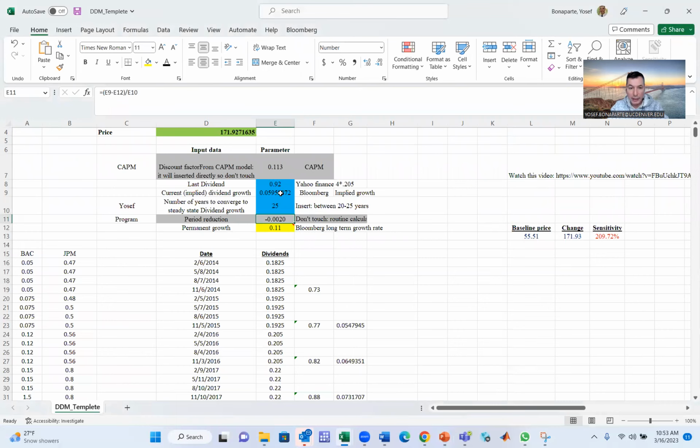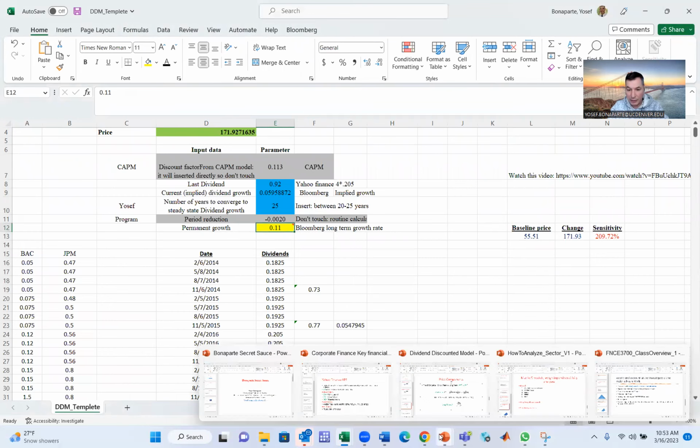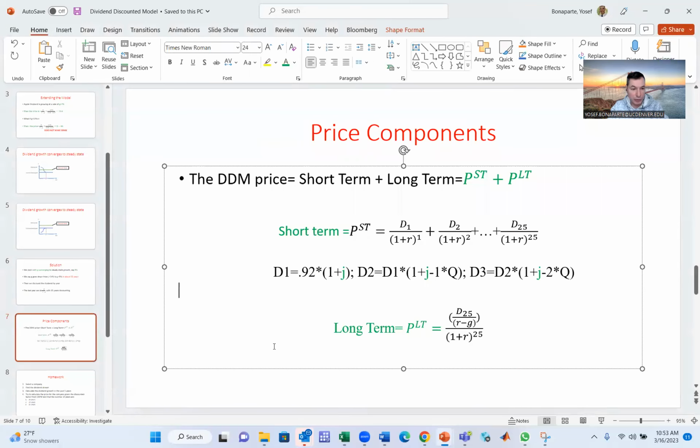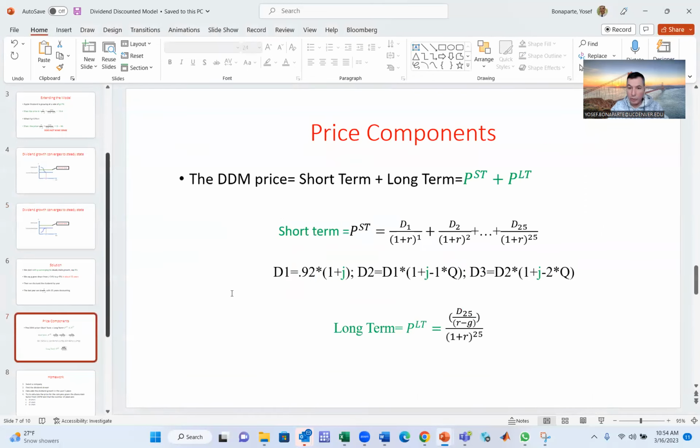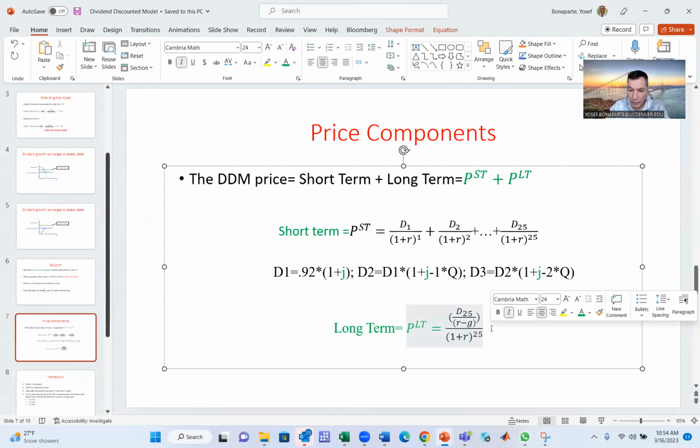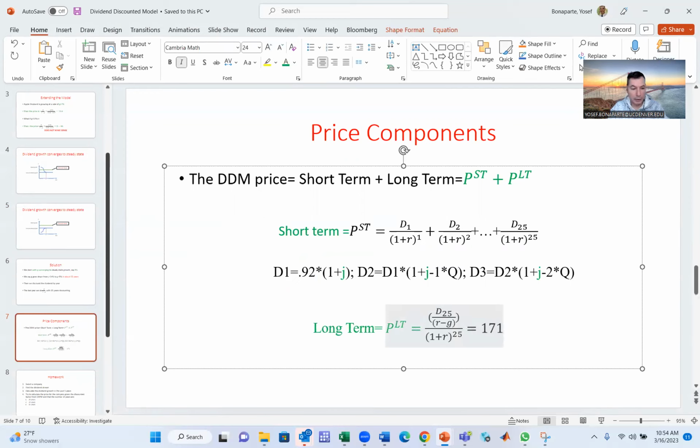Now notice the current growth is 6%. The permanent growth is 11%. That means the Apple dividend growth is below the long term, because we are in a bear market. The market's not good. So they're going to converge and then go to the long term. That's what happens with Apple. So the short-term price plus the long-term price will give you the price for Apple, in this case 171 something.